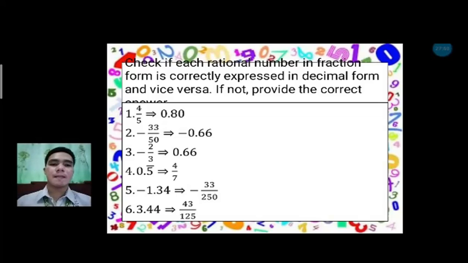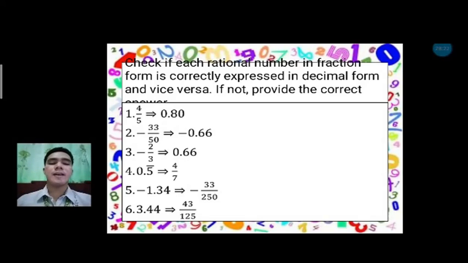Then 0.5 with vinculum is 4 over 7 in fraction. Negative 1.34 is negative 33 over 250 in fraction. 3.44 is 43 over 125 in fraction. What do you think? You can pause this video to have your answer. Okay, now I will reveal the answer.